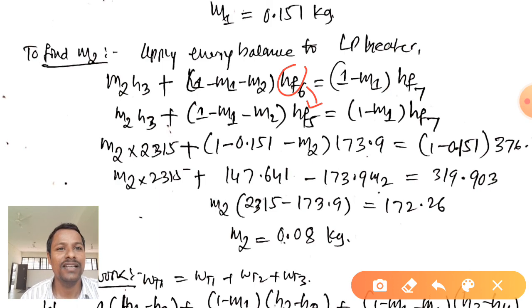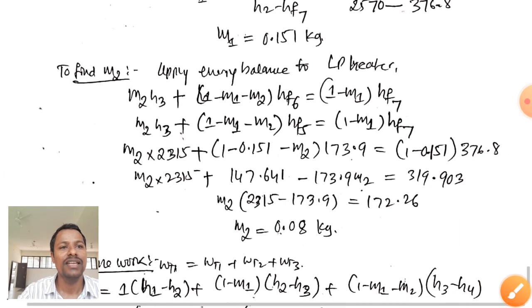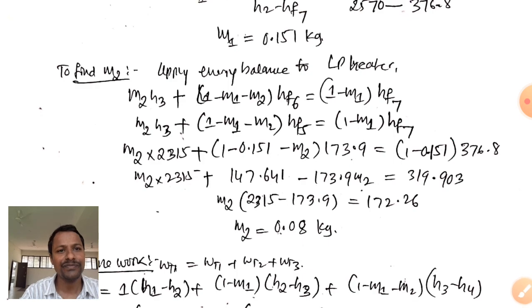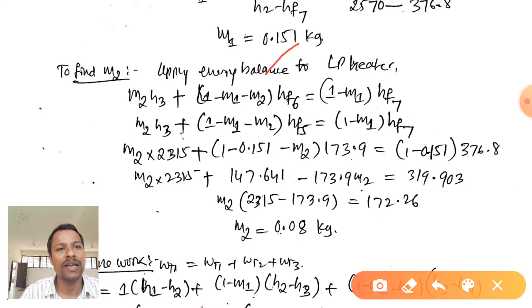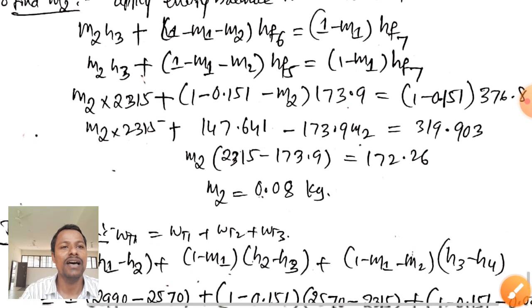So then I know the enthalpy values in this expression. H3 is known to us, then HF5 is known to us, then HF7 is known to us. So we will substitute all these values except the mass values. Now we formulate the expression, and one more thing is that the M1 value is also known to us, and out of this entire expression only M2 is unknown. So with simple algebra, we will be able to calculate M2 as 0.08 kg.